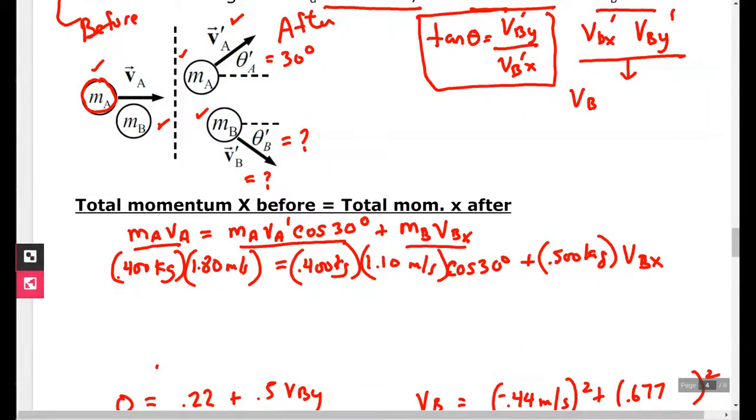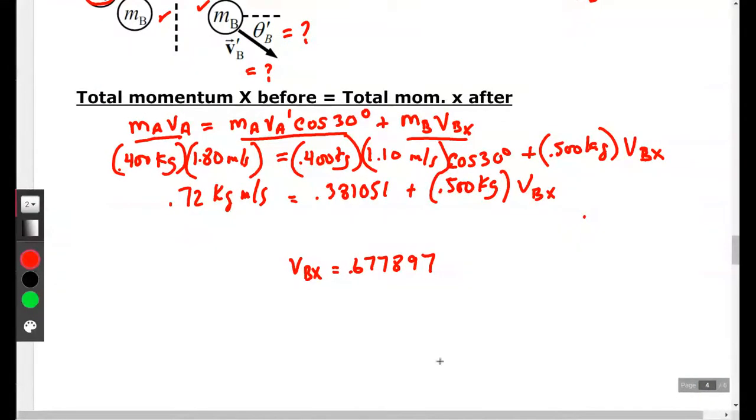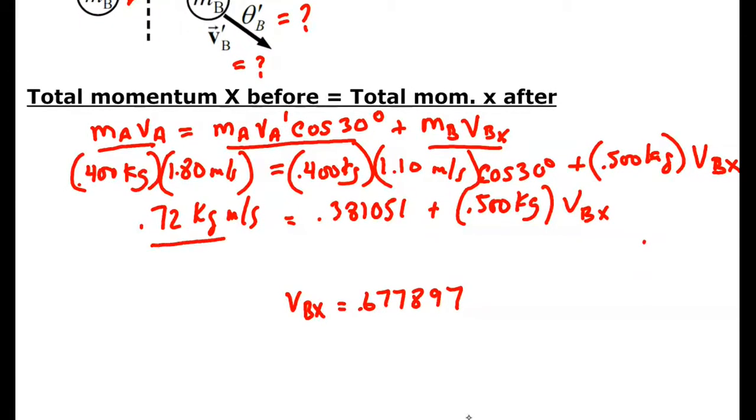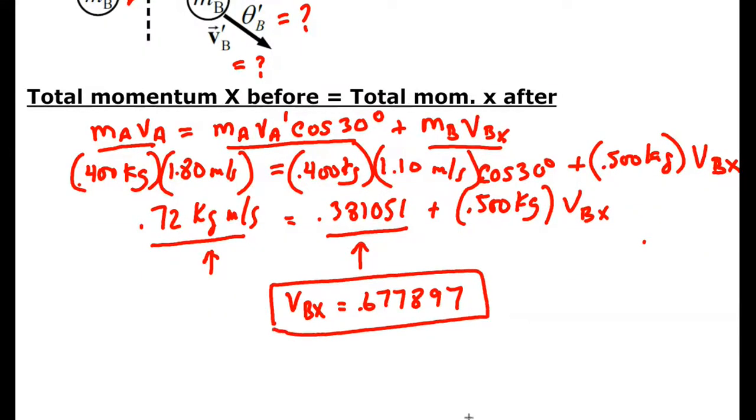Let's clean this up. All right, so when you multiply the first two numbers, you get 0.72. Then when you multiply these terms out, you get this. So you have to subtract this from both sides, right? And then you divide both sides by 0.5, and you don't round just yet. You got VBX. Now, the second thing we want to get is VBY, and between those two things, we'll get our answer.